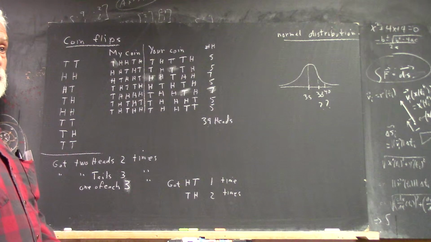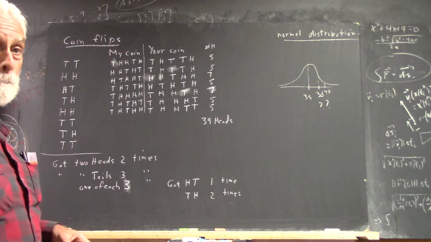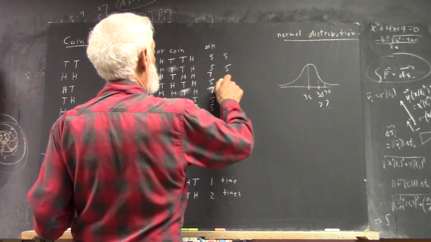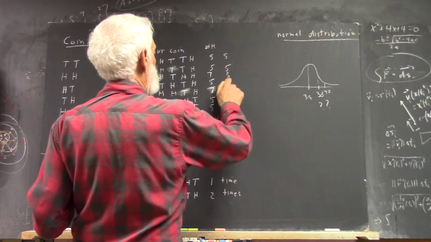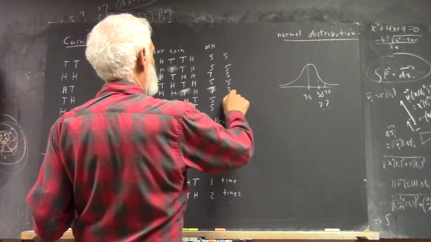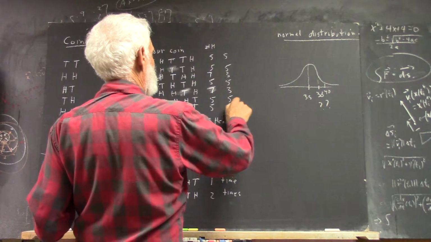You got them? Okay, first row. 5. Second row. 5. Third row. 3. Fourth row. 5. Fifth row. 3. Sixth row. 5. Seventh row. 5.